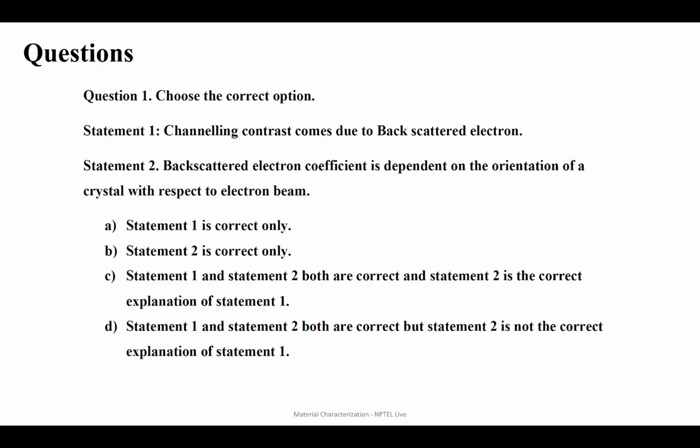The answer will be C. That is correct. The answer would be C. So we just studied that the channeling contrast is coming from the backscattered electrons, and the reason for that is that the coefficient of backscattered electrons is dependent on the orientation of the crystal with respect to the electron beam, because due to the orientation the directional atomic density will be different.